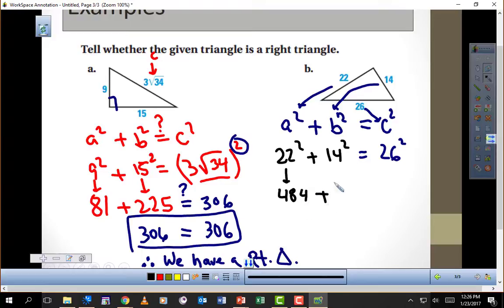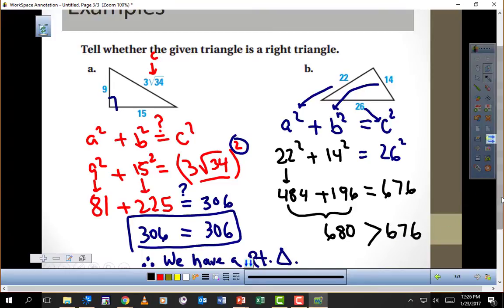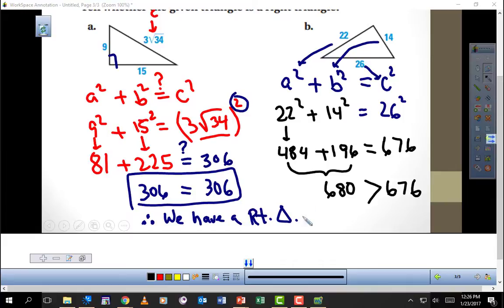Plus 14 squared. I think that one's 196. And then 26 squared. That's over 700 or something. 26 squared is 676. Okay, so if we add these two together, that's 680. Well, as you can see, this side is bigger than this one, 676. So what's the conclusion? We could say, therefore, it's not a right triangle.